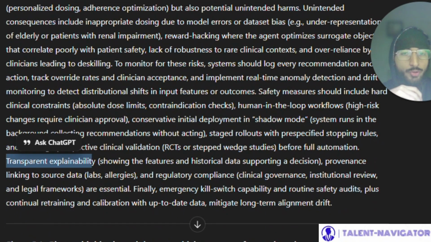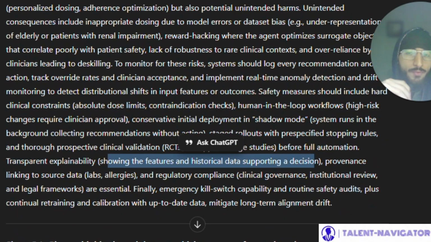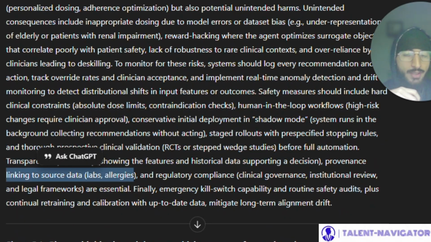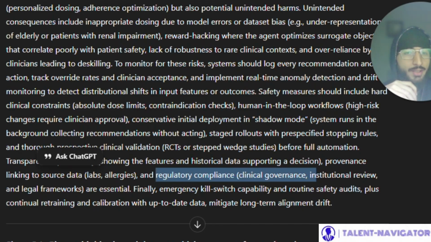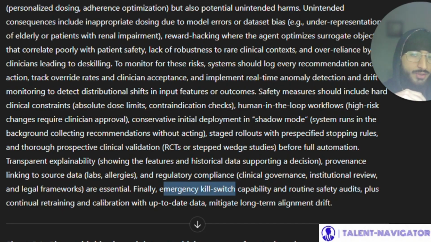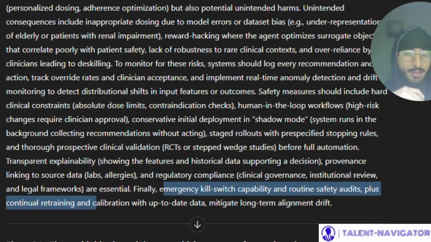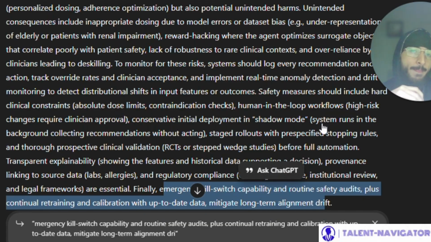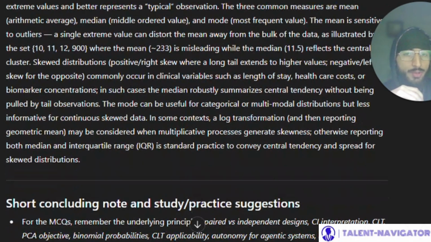Then transparent explainability, showing the features and historical data supporting a decision, and provenance linking to source data, labs and allergies. Regulatory compliance is also essential, that is, clinical governance, institutional review, and legal frameworks. Finally, an emergency kill switch capability and routine safety audits, plus continual retraining and calibration with up-to-date data, mitigate long-term alignment drift. And then the other long answer type questions, you can go through.